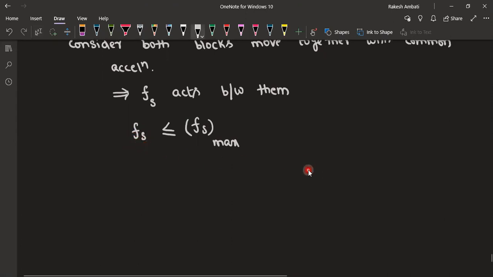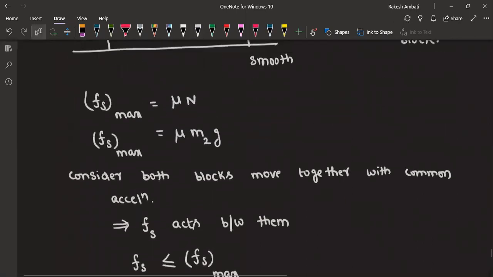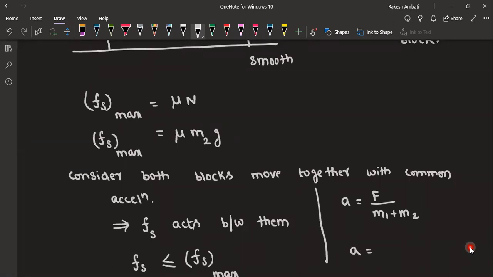Mass into acceleration. What is the common acceleration? So how to find the common acceleration? Force applied upon total mass. But what is the applied force? KT. So KT upon M1 plus M2. Okay, so that is the common acceleration.